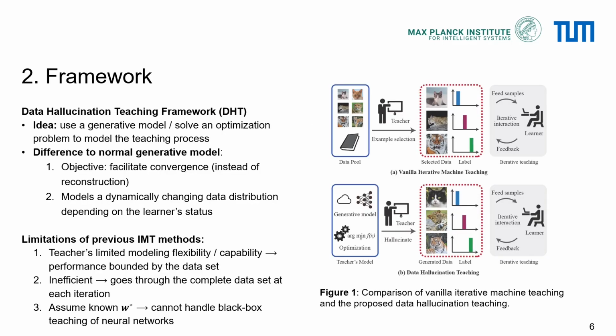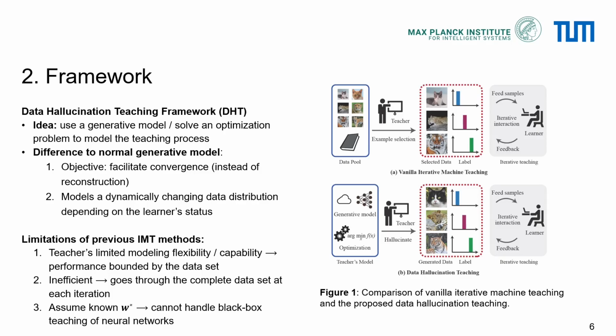Here you can see our framework. Our framework is based on iterative machine teaching, where a teacher performs example selection. We, on the other hand, propose to use a generative model, or to try to solve an optimization problem, to model this teaching process. The difference to the normal generative model is that we have a different objective. We are trying to facilitate the convergence of the student. And also the data distribution we are trying to model is changing dynamically depending on the learner status.